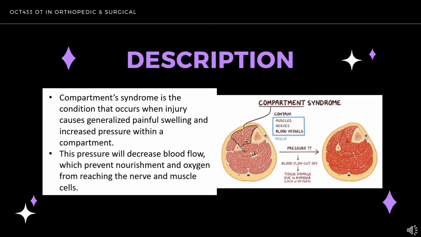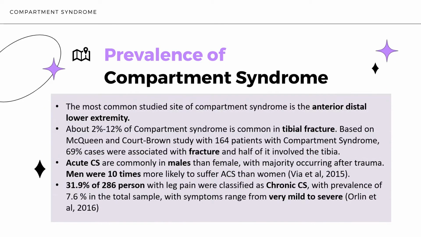Compartment syndrome is a condition that occurs when injury causes generalized painful swelling and increased pressure within a compartment. This pressure will decrease blood flow, which prevents nourishment and oxygen from reaching the nerve and muscle cells. For the prevalence of compartment syndrome, the most common studied site is the anterior distal lower extremity. About 2 to 12% of compartment syndrome is common in tibial fracture.